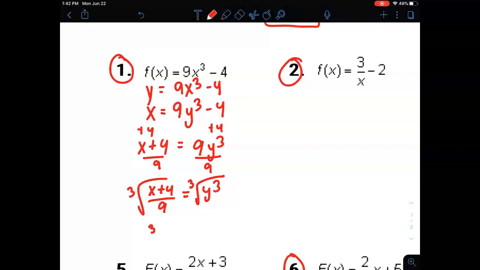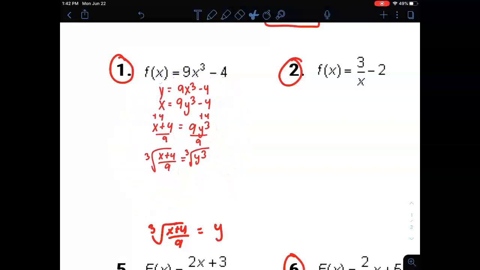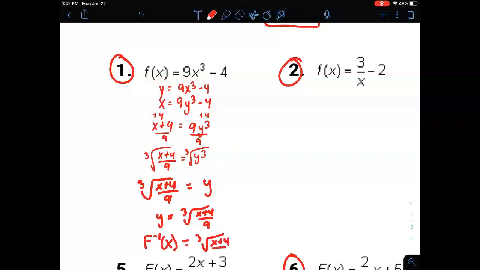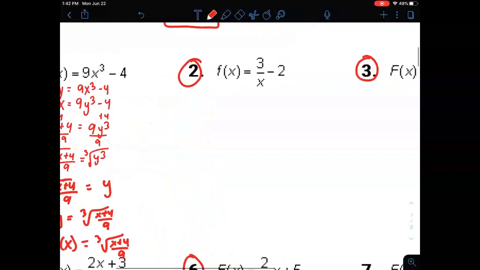All right. So then I'm left with the cube root of x plus 4 over 9 equals y, right? Those undo each other, okay? Apologies, I made this a little bit larger than I wanted to, so let me shrink that down. All right. So now we move y to the other side. So y is equal to the cube root of x plus 4 over 9. And then the last step is we replace y with f to the negative 1 of x equals the cube root of x plus 4 over 9. All right. So that's how we do that first one there.